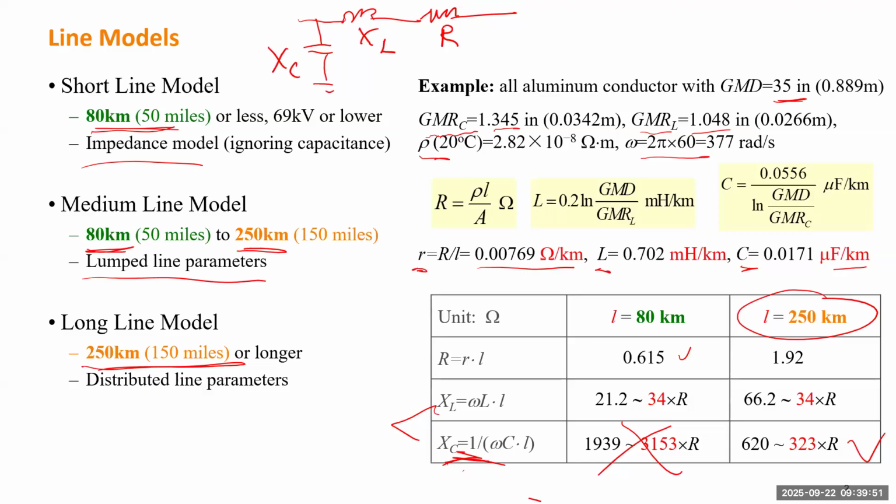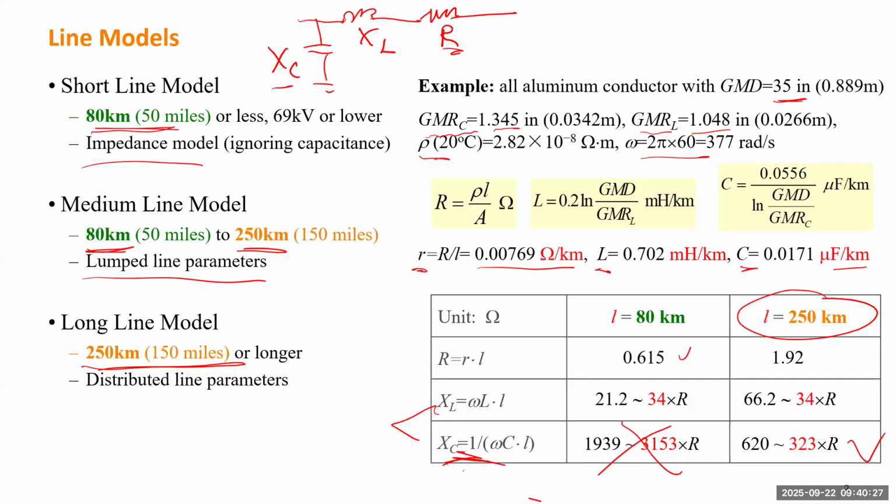Okay, for a short line, X_C will be 100 times X_L, which means we can just ignore this I_C, this shunt branch. But for a long line, X_C is only about 10 times X_L. If you ignore I_C, you will introduce about 10% error. R here is only about 3% of X_L. Okay, that's up to you if you want to consider this R or not.